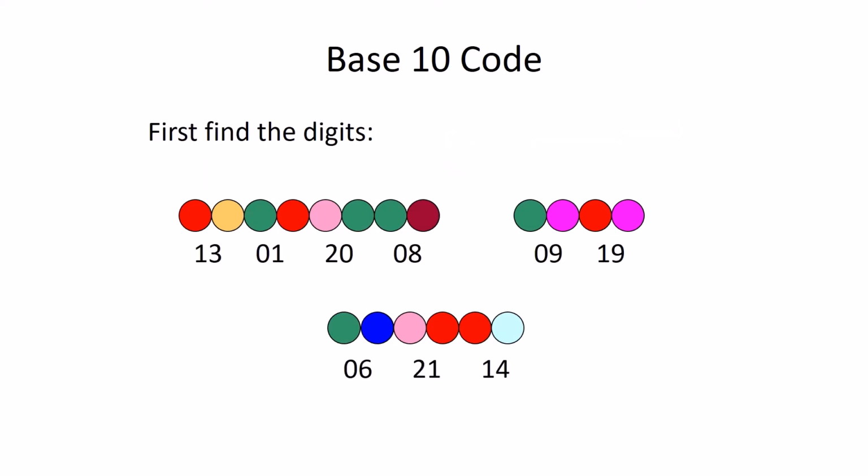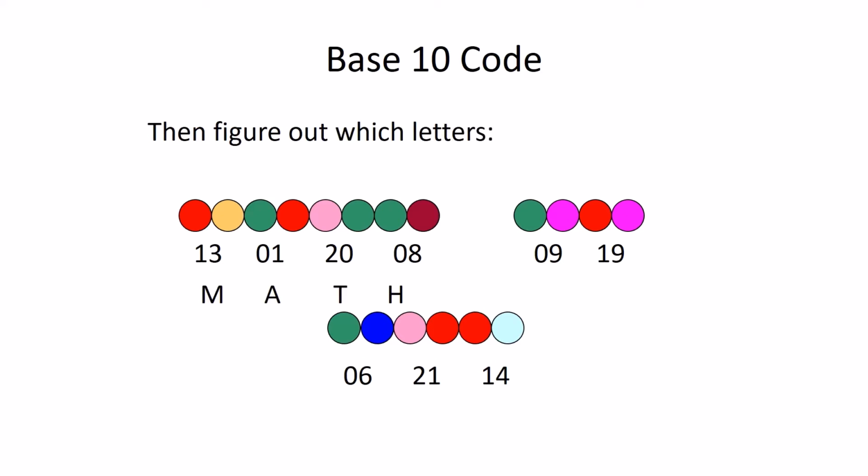So when I fill that in, I've got 13, 01, 20, 08 for the first word, and I check which letters those are. That spells math. The second word is 09, 19, which is going to be IS. So we've got math is, and you guessed it, math is fun, and I hope you think so too.